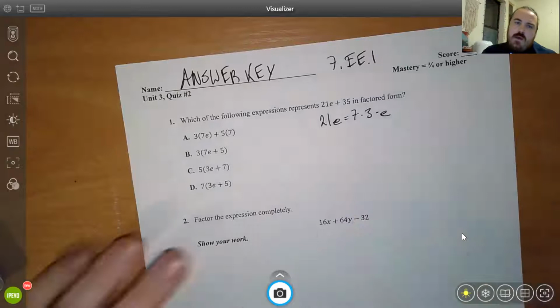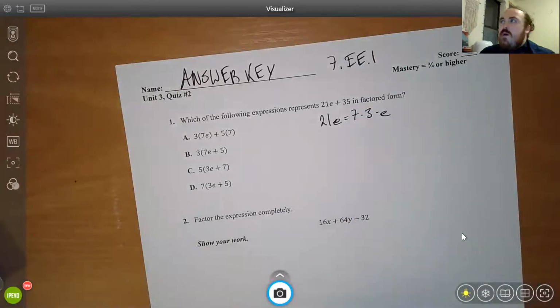So primes are numbers that can only be divided by 1 and itself. So like 2, 3, 5, 7, 11, 17, 13. Those are all primes. 9 is not, it can be divided by 3. 4 is not, it can be divided by 2. Anything that's even is not a prime beyond 2.